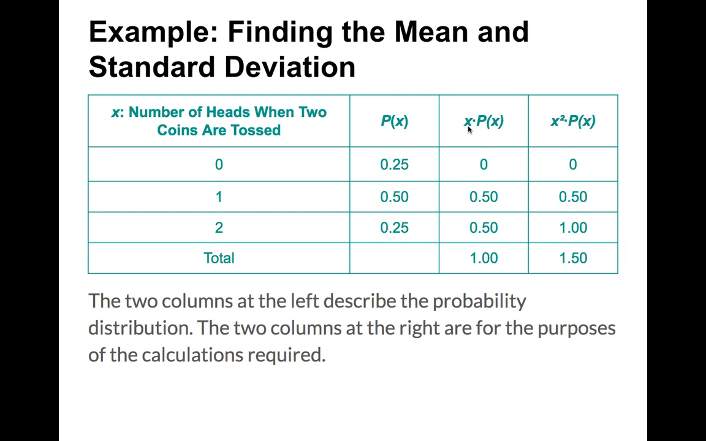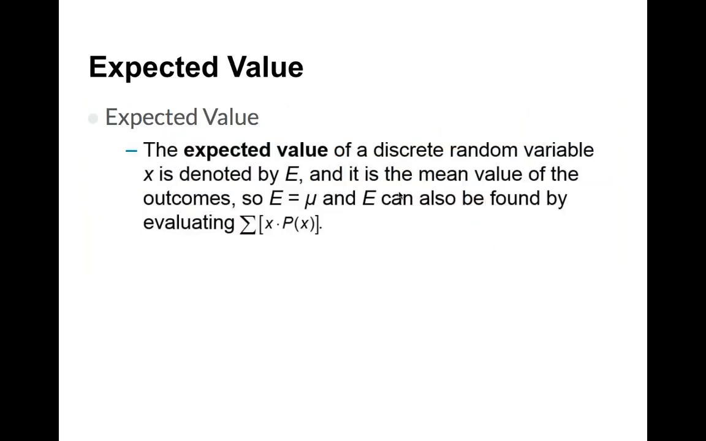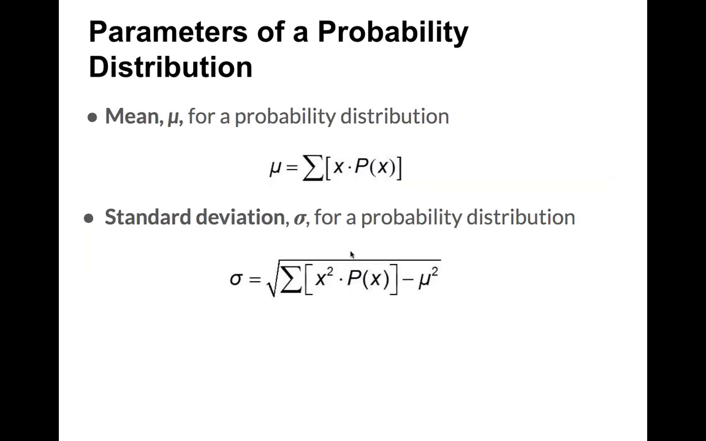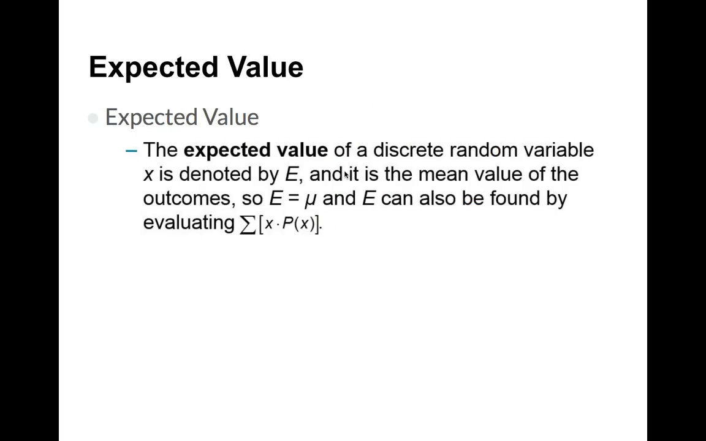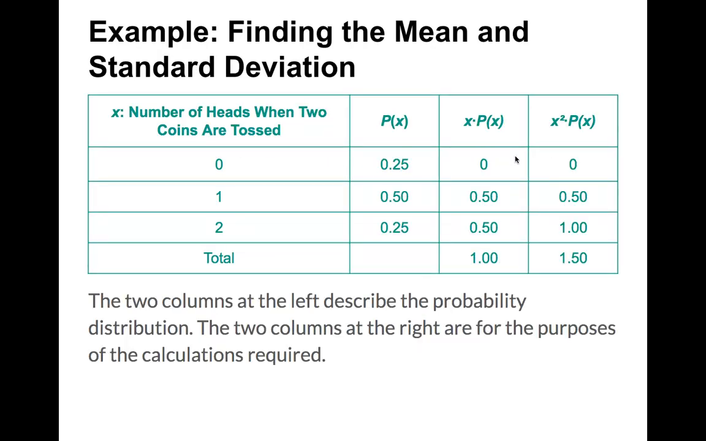So if I multiply the random variable value times its probability, so I take 0 times 0.25 gives me 0. 1 times 0.5 gives me 0.5, and 2 times 0.25 gives me 0.5. So those are my 3 values of x times p of x. Now if I total those up, I get 1. And that is our mean.